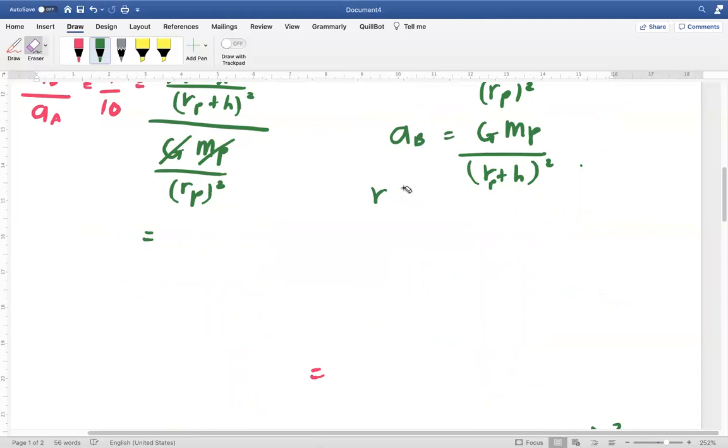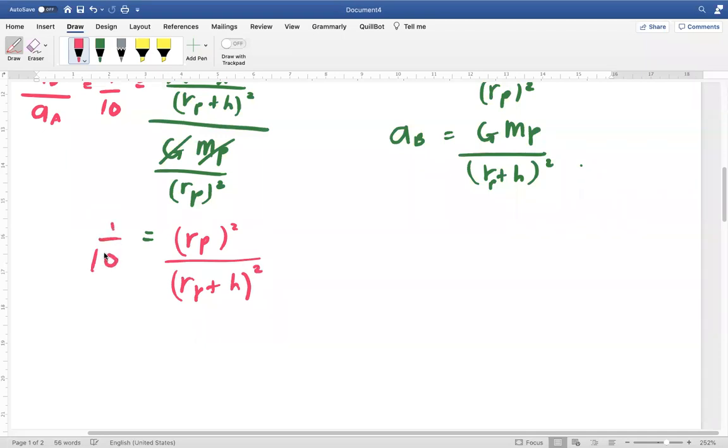Okay. Do I have enough space? Okay. So now it becomes RP squared over RP plus H squared equals to 1 over 10. And we know what RP is. It is the radius of Earth. It's a constant. The value will be given for you in your test. So just plug in that value.